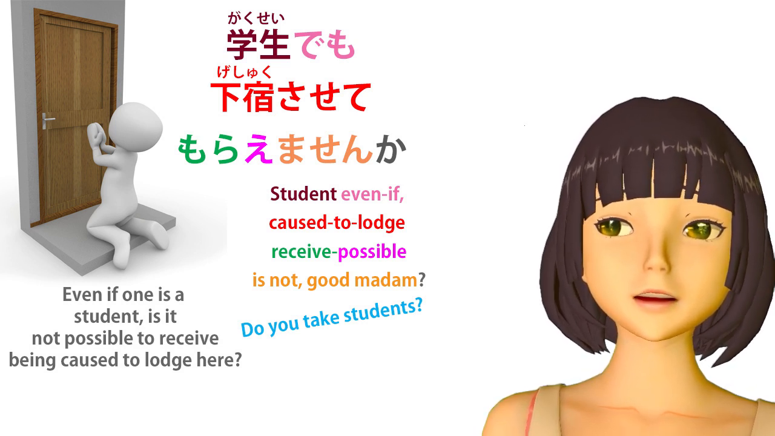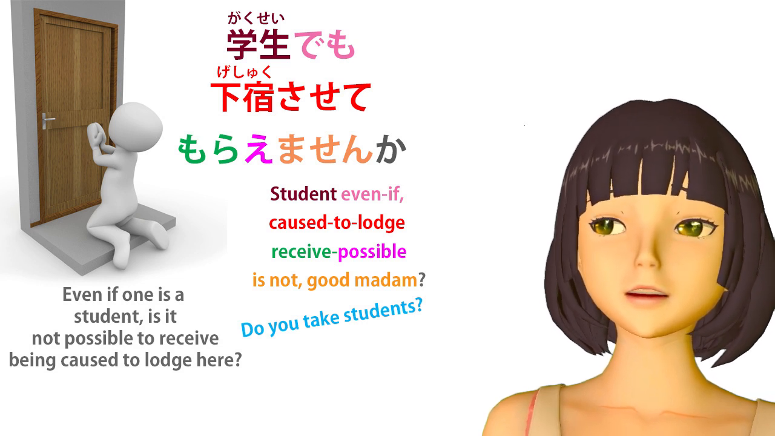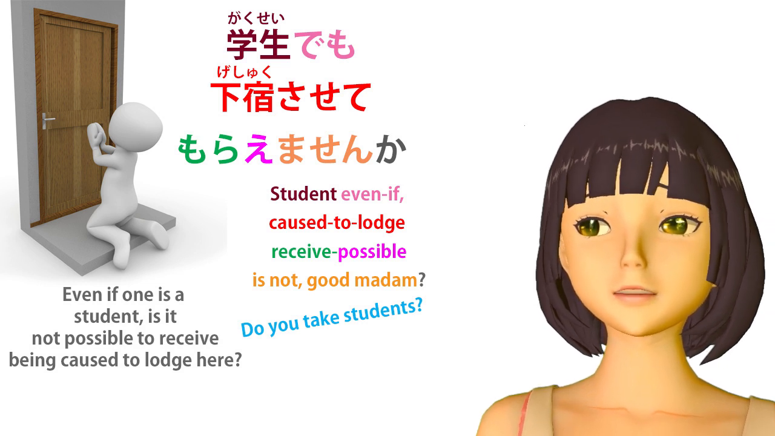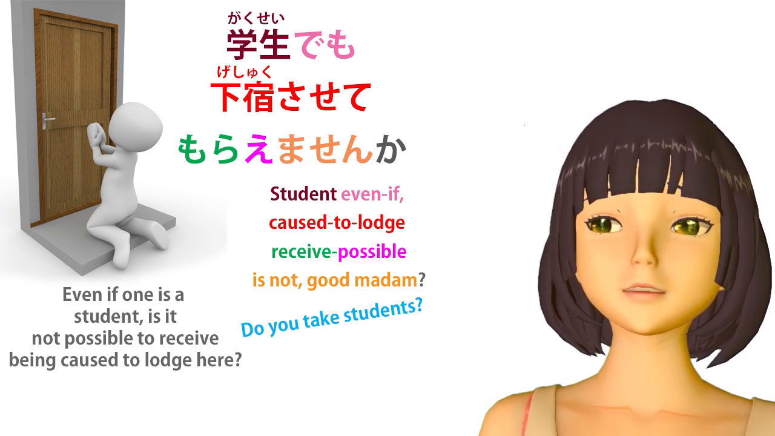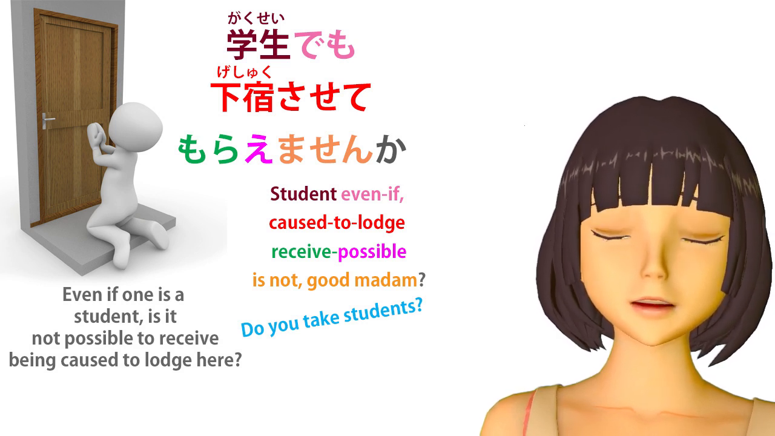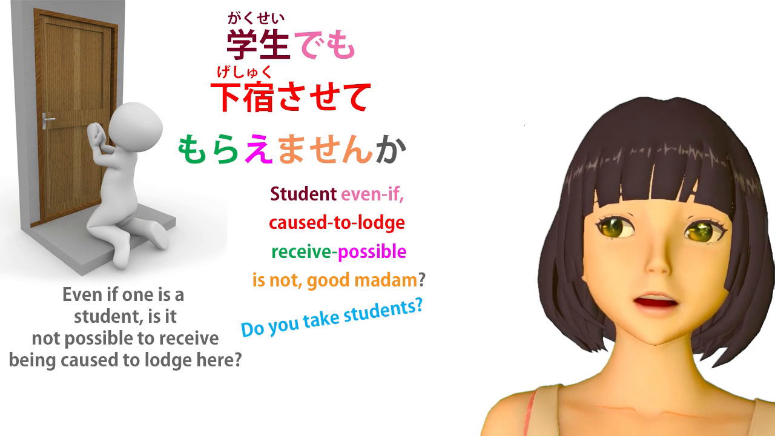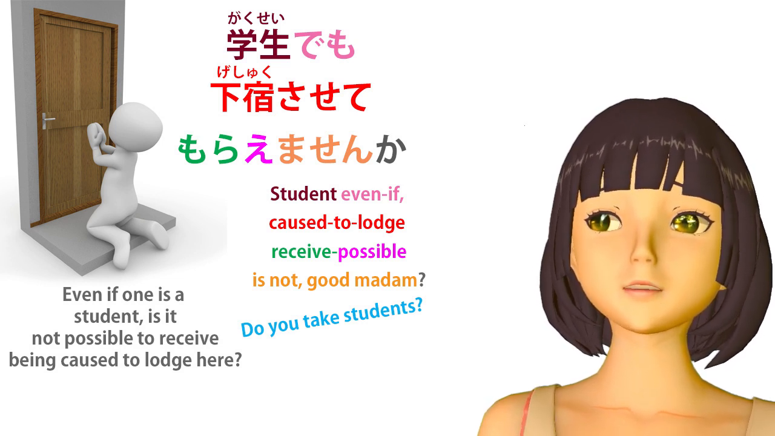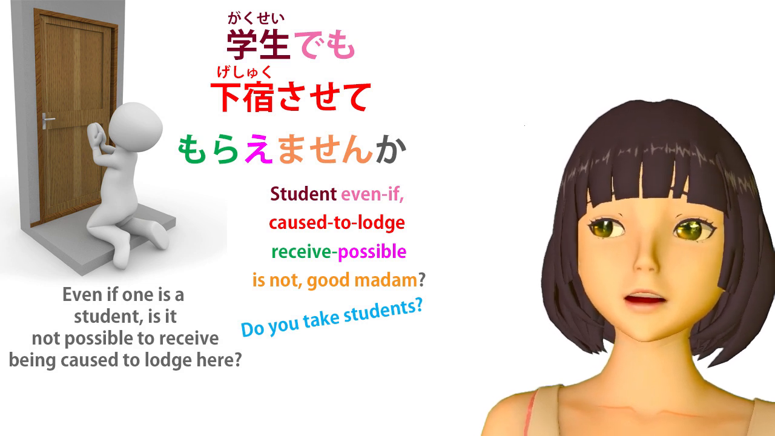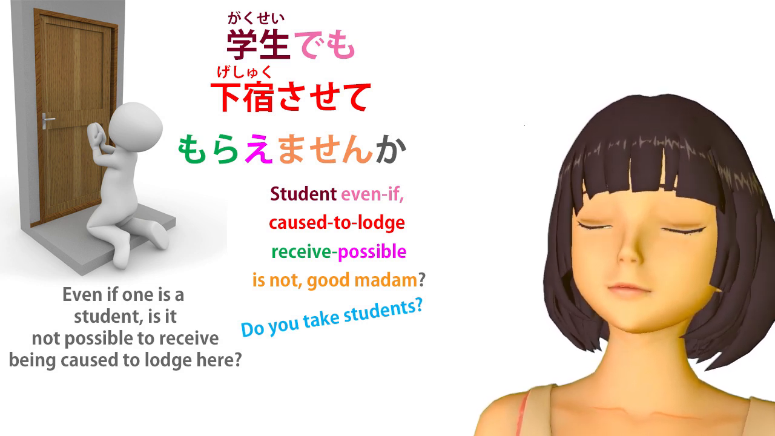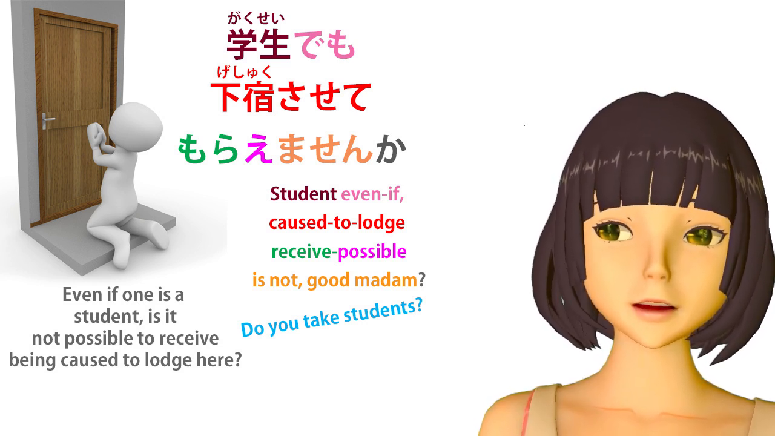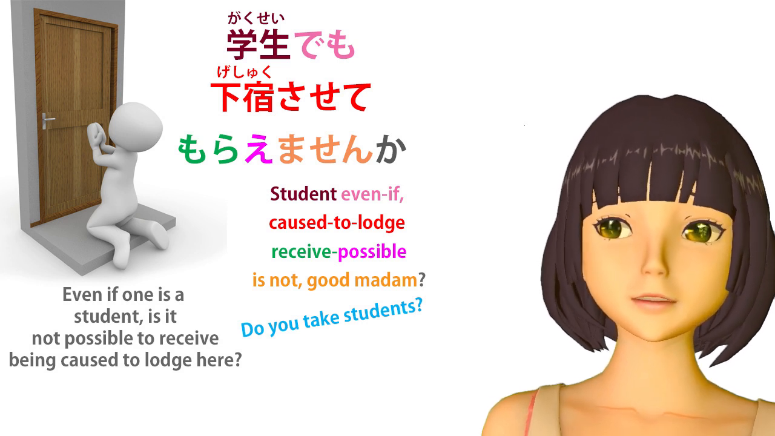But literally, what it's saying is, even if one is a student, gakusei demo, is it not possible to receive being caused to lodge here? That's the structure of this. So when you see this, gakusei demo geshuku sasete moraemasen ka, and you get told that it means, do you take in students? You can look at it backwards, forwards, and upside down and wonder how those words come to mean that. And of course they don't really come to mean that at all.